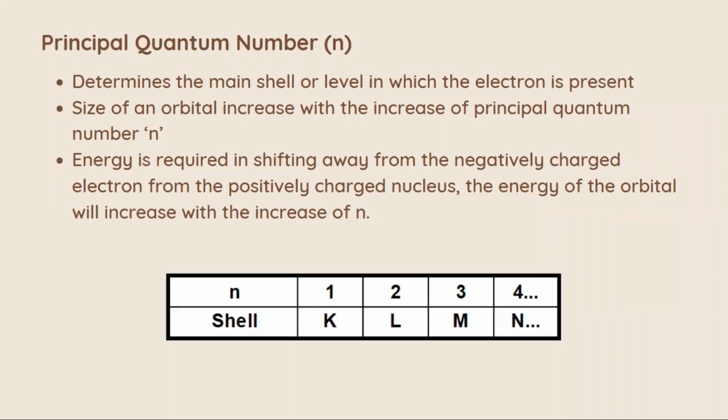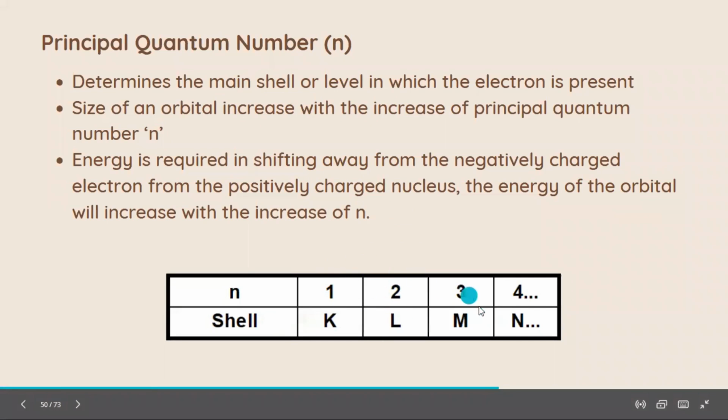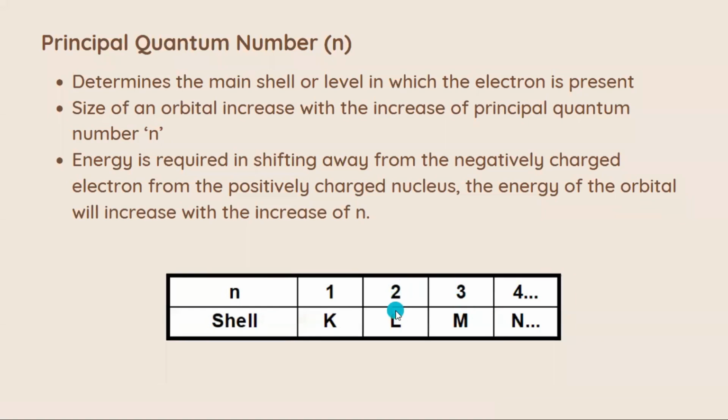So the principal quantum number is denoted by the letter n. The principal quantum number determines the shell, the main shell, or the level in which the electron is present. The size of the orbital increases with increase in principal quantum number. So the size of the L shell will be bigger than K, and so obviously M will be bigger than L and K, and N will be bigger than M, L, and K.